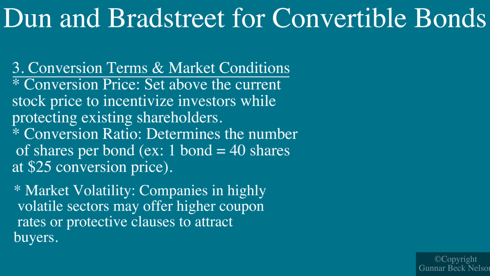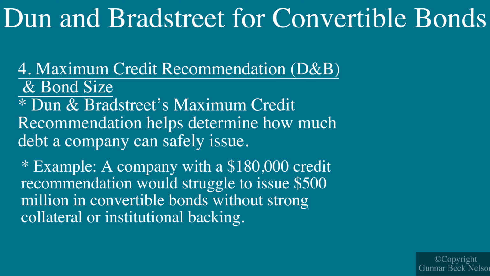And then the maximum credit recommendation, which would be under Dun & Bradstreet, and the bond size. Dun & Bradstreet's maximum credit recommendation helps determine how much debt a company can safely issue. For example, a company with a $180,000 credit recommendation would struggle to issue $500 million in convertible bonds without strong collateral or institutional backing, which is essential for convertible bonds.